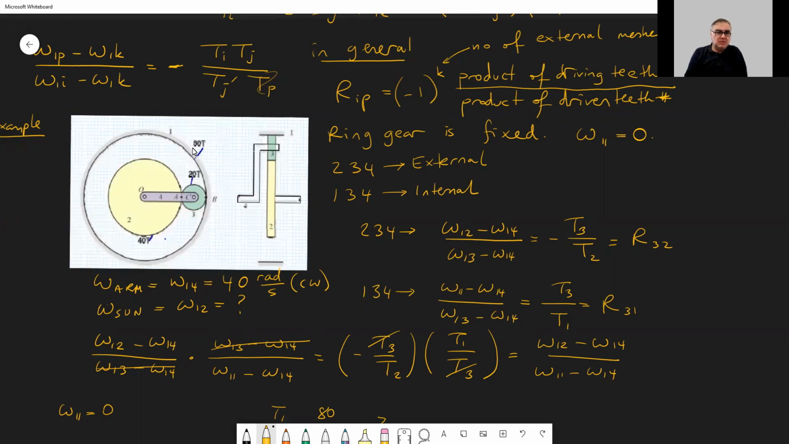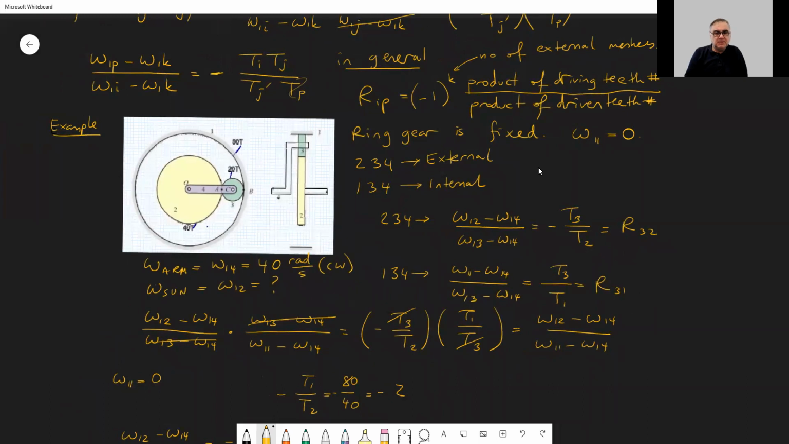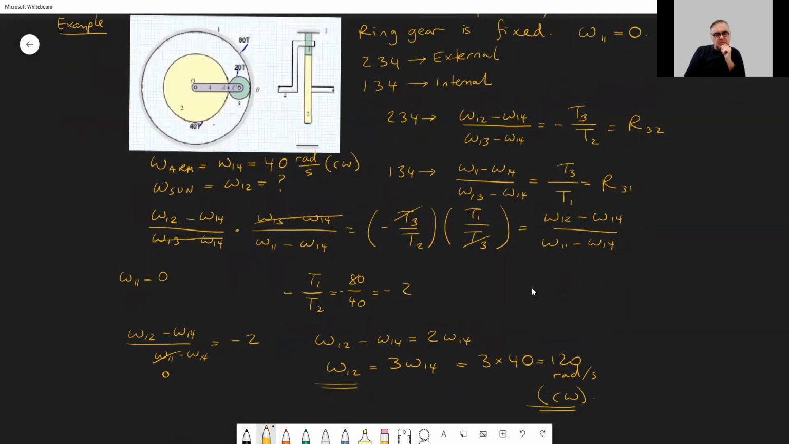For example, I also gave this example. Let's say that you have a fixed ring gear here. So there is a ring gear that is fixed, and a sun gear, and in between is the planet gear, which rotates between the sun and the ring gear. So there are two meshes. One is the external, the other is the internal mesh. We write the equations from there.